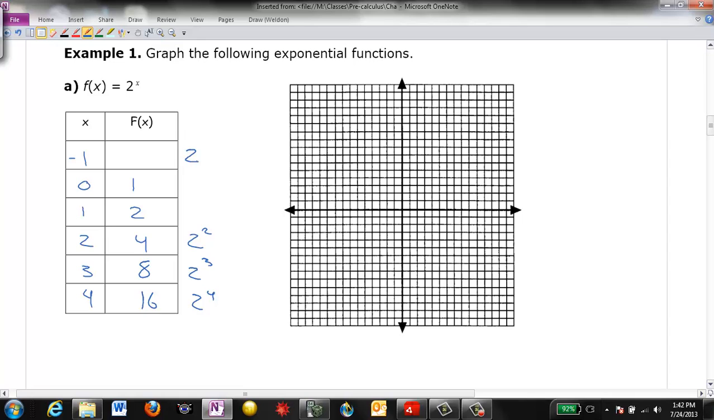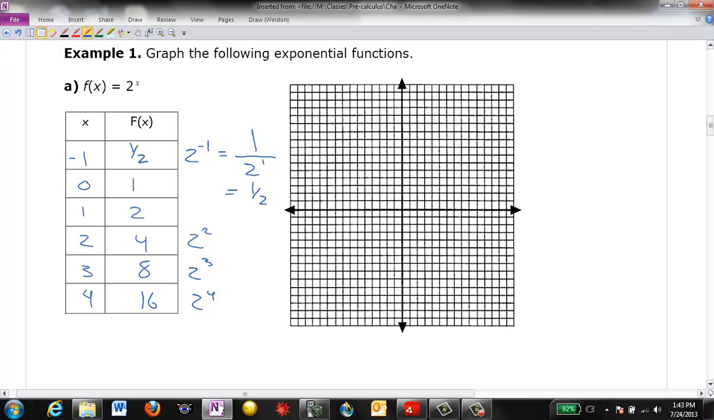So 2 to the negative first. You might recall back in Algebra 1, maybe in Algebra 2, you talked about it again. When we deal with a negative exponent, it's the same thing as saying 1 over 2 to the first, right? So it's like taking the reciprocal of the base. So what we get here is 1/2. So there's our table of values. We've got that all lined up.